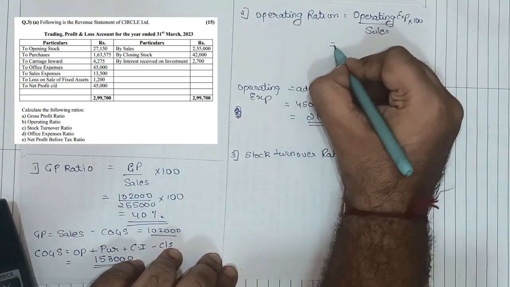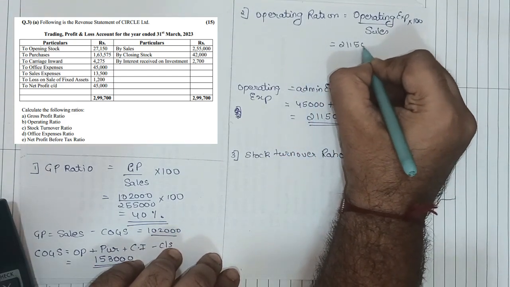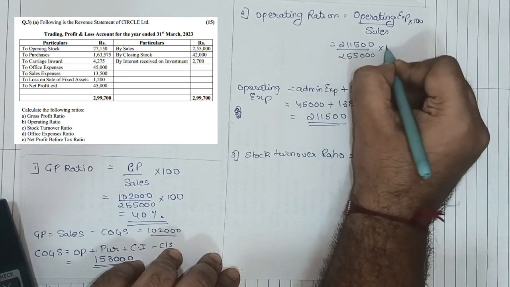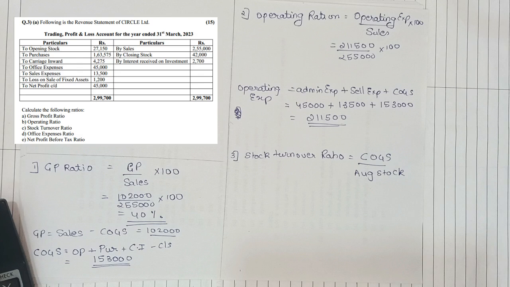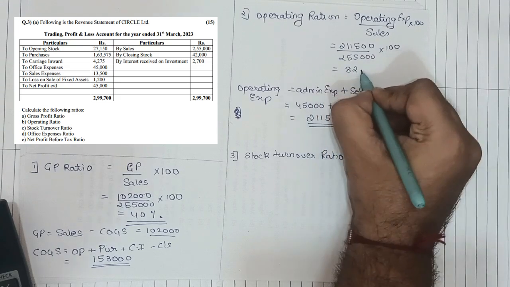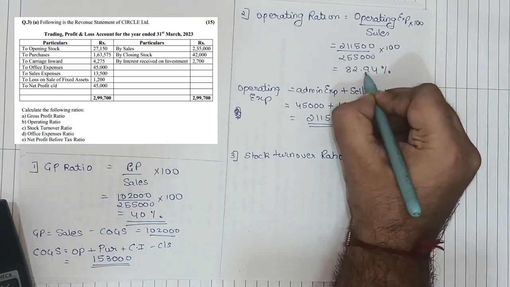We apply that: 211,500 upon 2,55,000 into 100. So divided by 2,55,000 into 100, we get 82.94%.